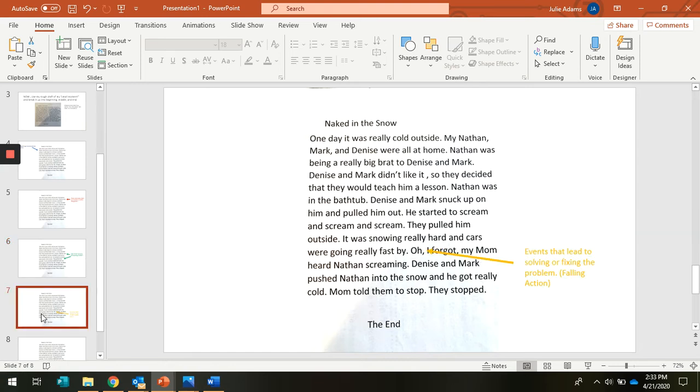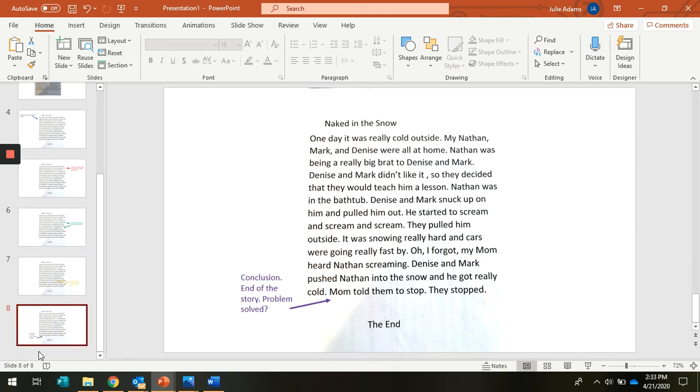Then we have the events that lead to solving or fixing the problem. It's called the falling action. Oh, I forgot. My mom heard Nathan screaming. Denise and Mark pushed Nathan into the snow, and he got really cold. And then, of course, at the end, we have the conclusion, which is the end of the story, and the problem is solved most of the time.